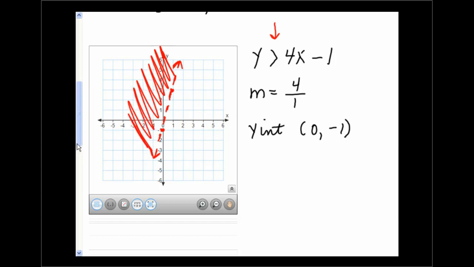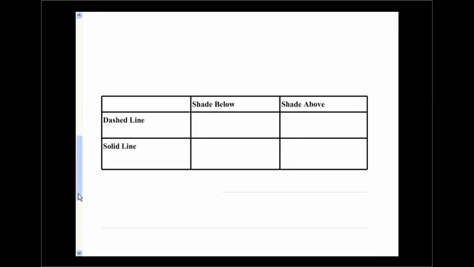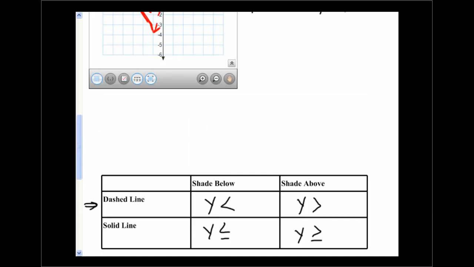Now I know sometimes it can be confusing as to when do you use a solid line, when do you shade above. So you're going to shade below if your inequality is y is less than, or y is less than or equal to. You're going to shade above the line if your inequality is y is greater than, or y is greater than or equal to. And then your dashed line will be if y is less than or y is greater than. Your solid line will be if the equals is underneath the inequality symbol.